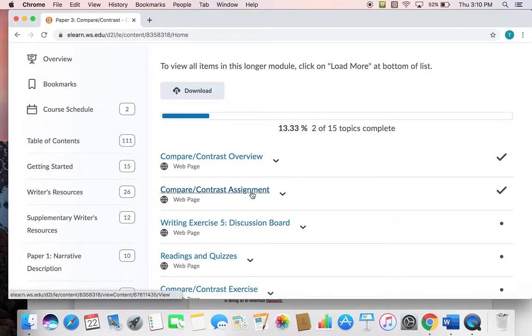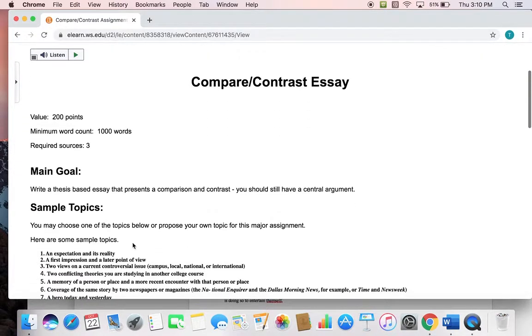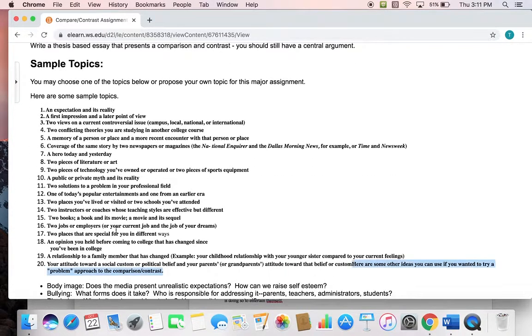The comparison contrast assignment is the second module right here. So this actually lists the assignment. I wanted to give you freedom on this one. Okay, so you've got 1,000 words, three sources. You have to have a thesis that is arguing something, but you're developing it through comparison contrast. Now, since you need to have sources, some of these topics might really depend on how you take them, whether you can find sources for them.